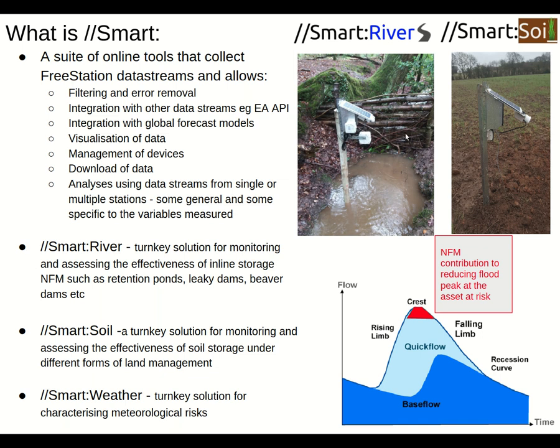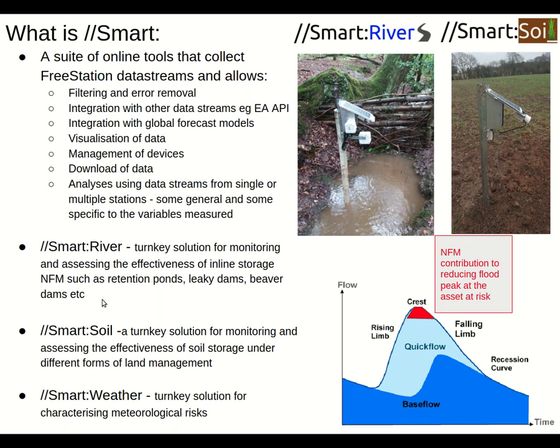These sensors connect directly into our smart system, and that system is a suite of online tools that allows FreeStation data streams to come in, and allows filtering and error removal, integration with other data sets such as the Environment Agency API, integration with global forecasting models so that we can look at the variables into the future over the next week, as well as looking at the history of these variables, and visualization of data, management of the devices themselves, download of raw data, and various analyses that are specific to particular variables and to particular areas of interest. So I'll tell you a little bit about a couple of those later.